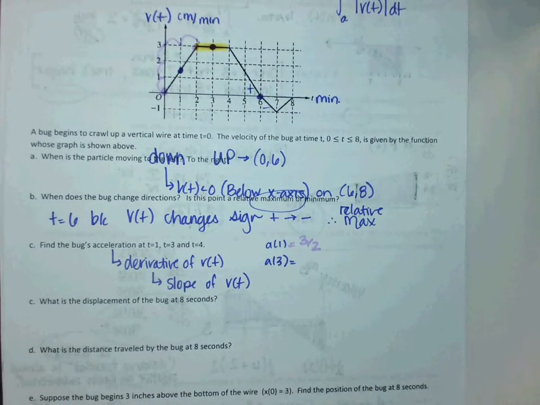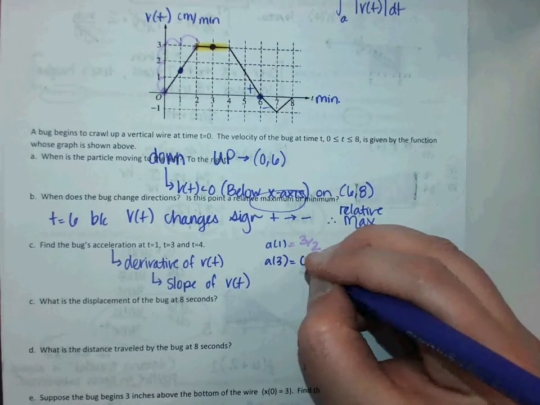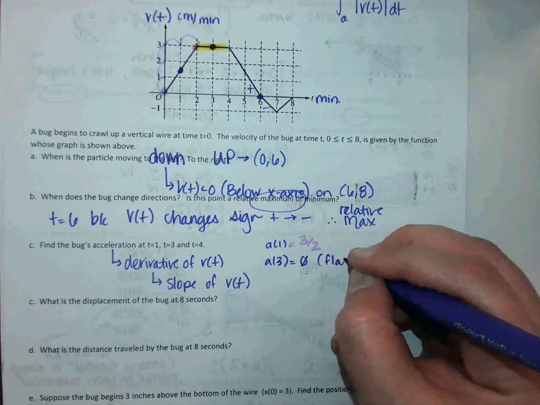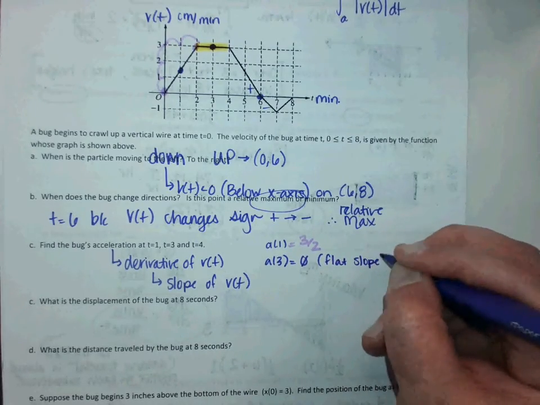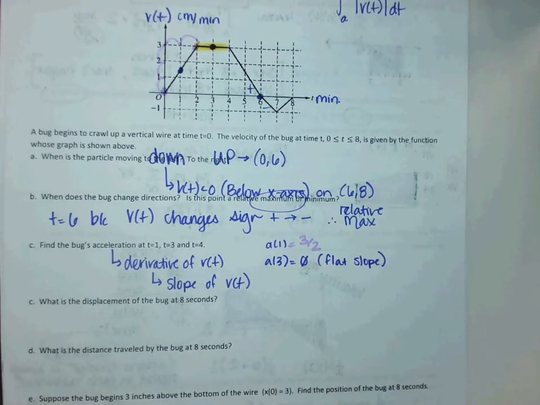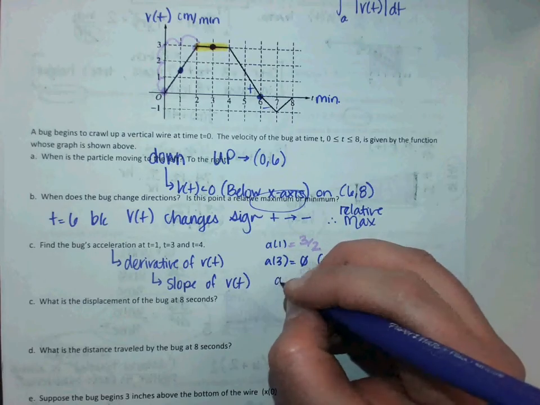My acceleration, if it's flat, my slope is 0. Okay, so I'll put here a flat slope. A more academic way to say that would be horizontal, but you get the idea. Okay, what about acceleration at 4? That's next.